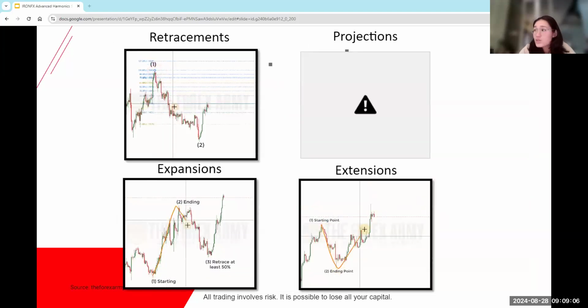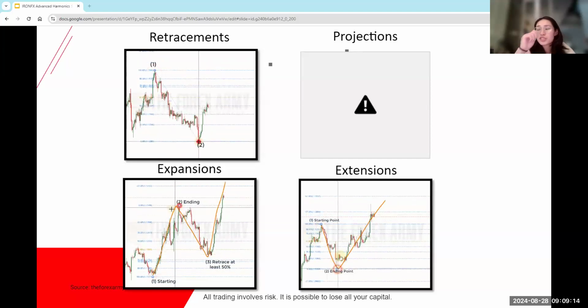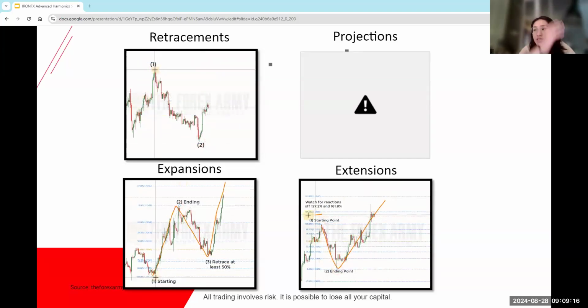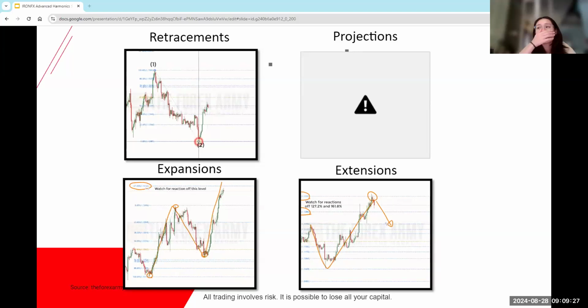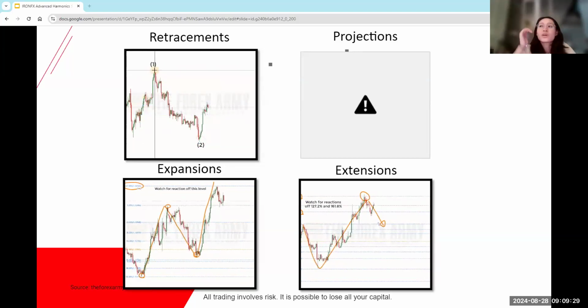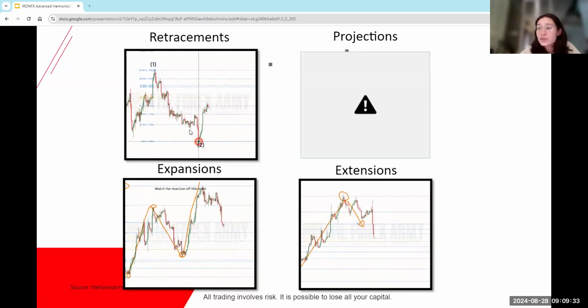Okay, so you can see the main three levels that I talked about in our previous slide are the retracements, expansions, and extensions. And you can see exactly how they are used in our GIFs here. Don't worry too much about this projections GIF because we're not going to be focusing on that for now. For retracements, it's exactly the same. You're just following from the top to the bottom.